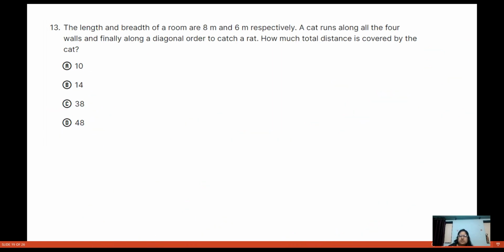Now let's move forward. Now look at this. The length and the breadth of a room are 8 meters and 6 meters respectively.